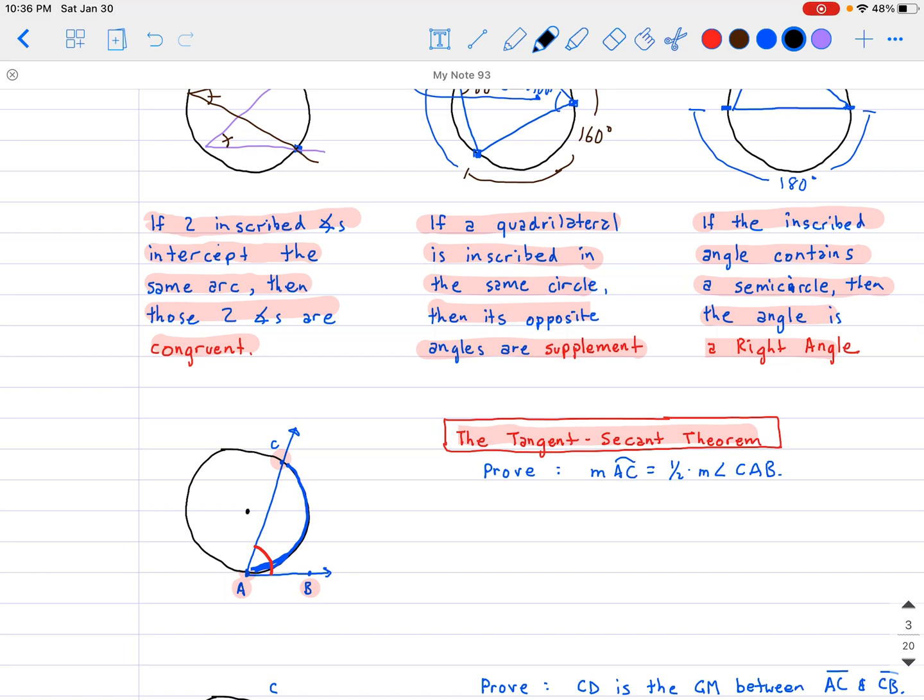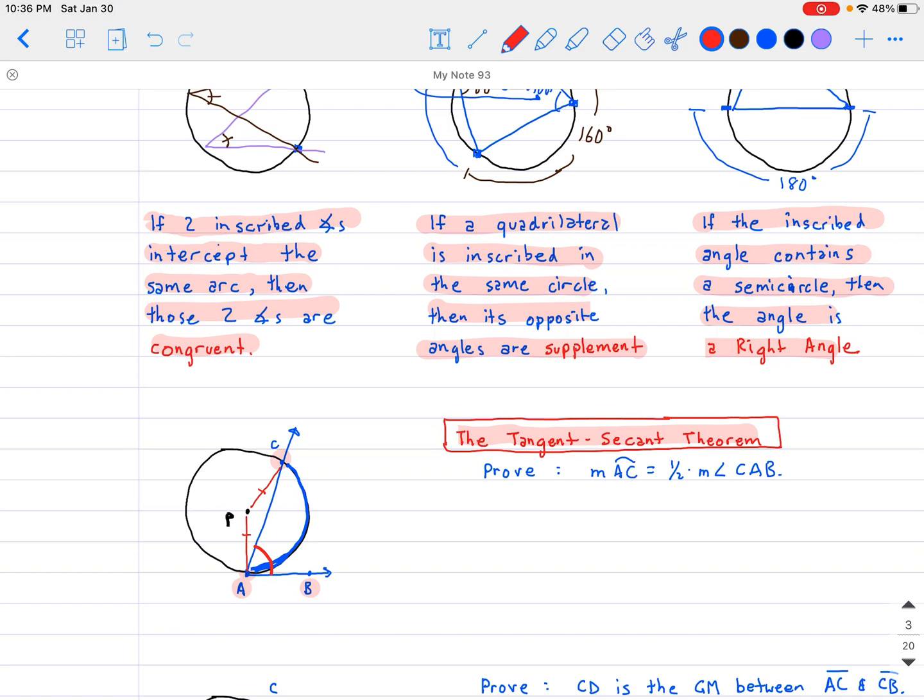What I'm going to do is introduce the center, which we'll call P because that's what we normally use. Now, from there, I will create the radii as we normally would. So this part right here and this part right here, those are going to be my radii. And since they're radii, that means they are congruent to each other. Now, once again, we need to show that arc AC is equal to twice angle CAB.